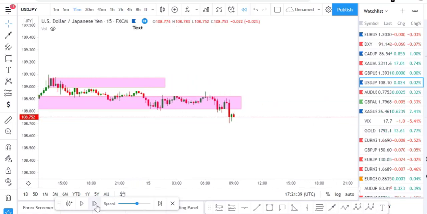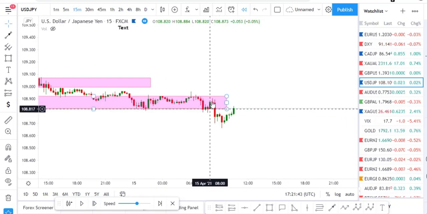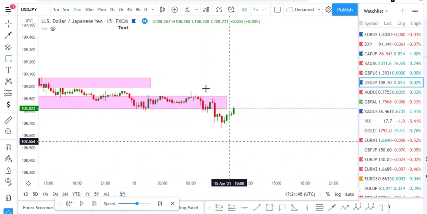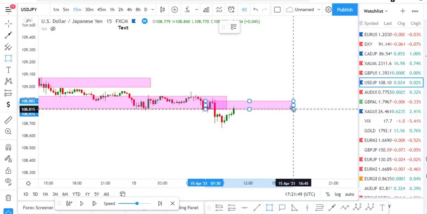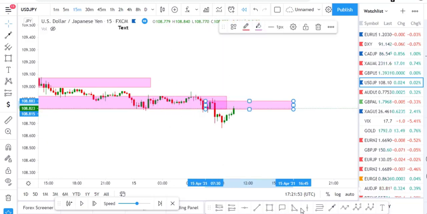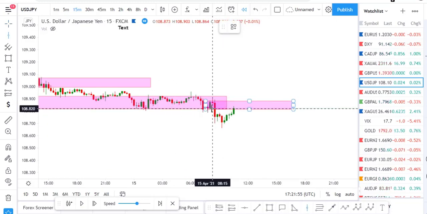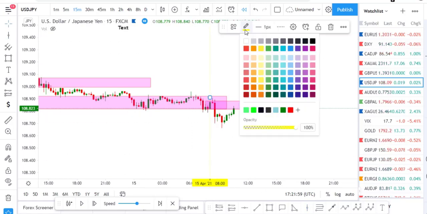Okay, now another one has been formed, and this is it. This is an order block right there. And what is it called? A bearish order block. That's it. This one, this candle right there. Let me mark it out so you see it. This candle is the bearish order block. Let me change the color to black.